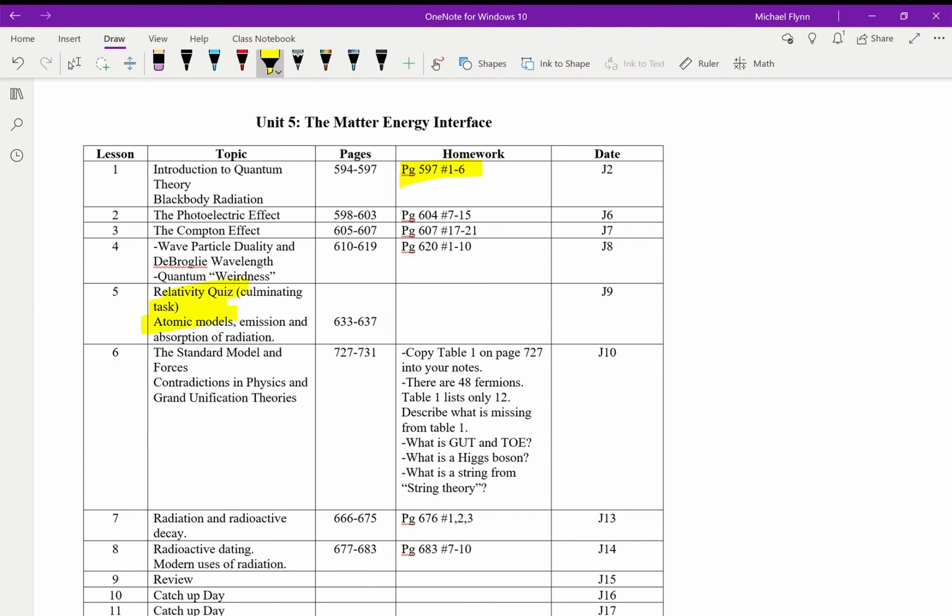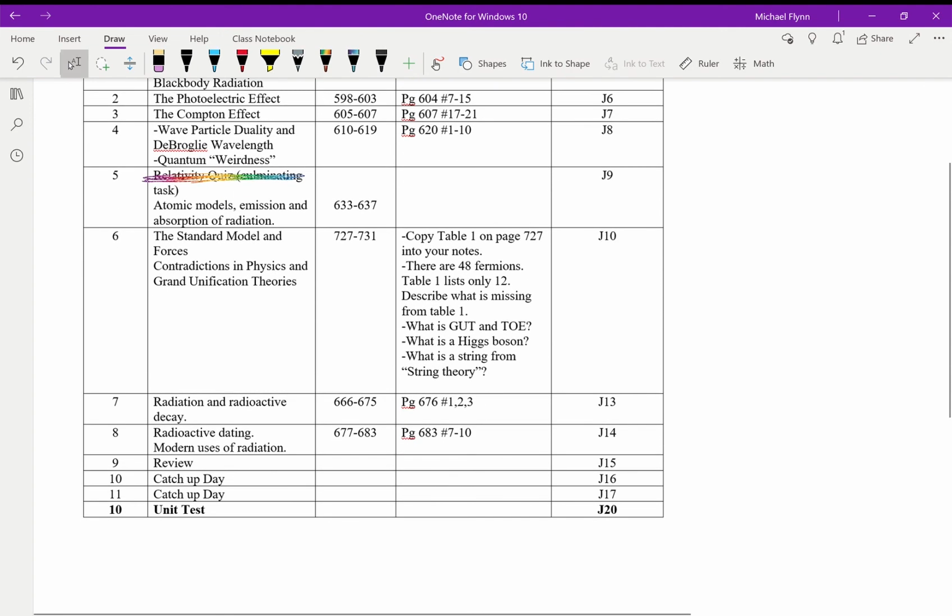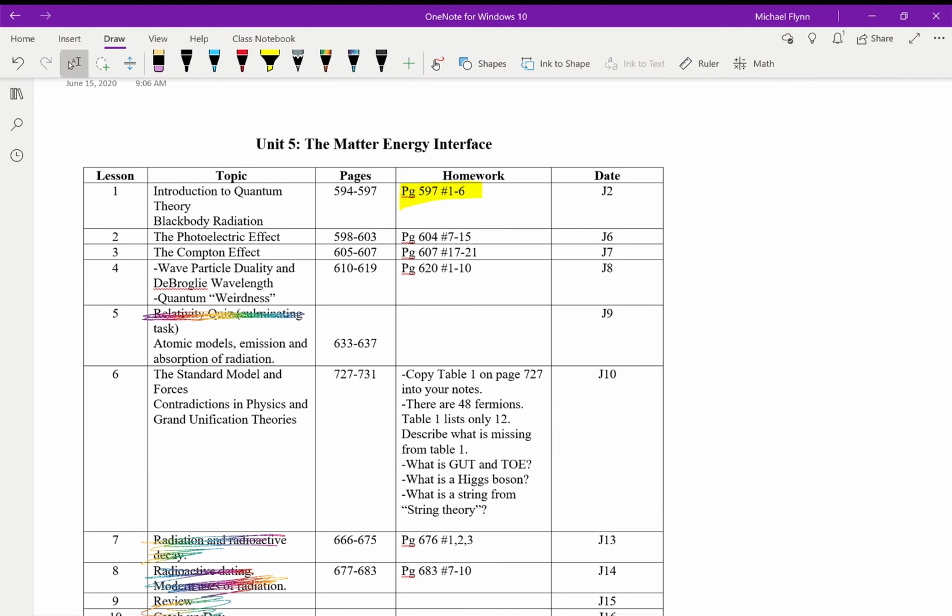I think I've told you this before, we are not doing the relativity quiz, so let's put a strike through that, because we didn't do the independent unit. Unfortunately for you, because that's a great unit. We're not doing radiation and radioactive decay. That was also in the independent unit, which we are not doing. So you can get rid of those things, and all this junk at the end. When you look at this, there's not much left.